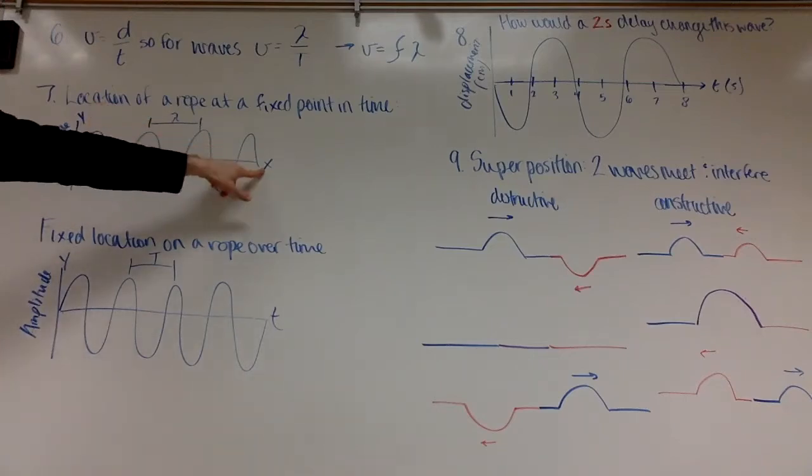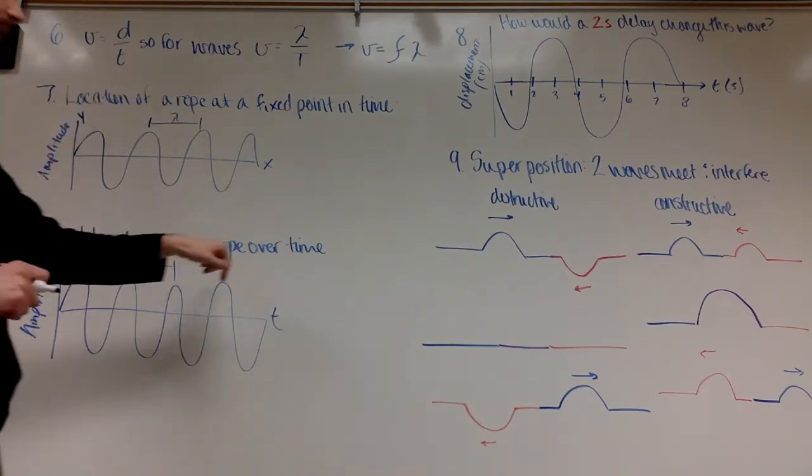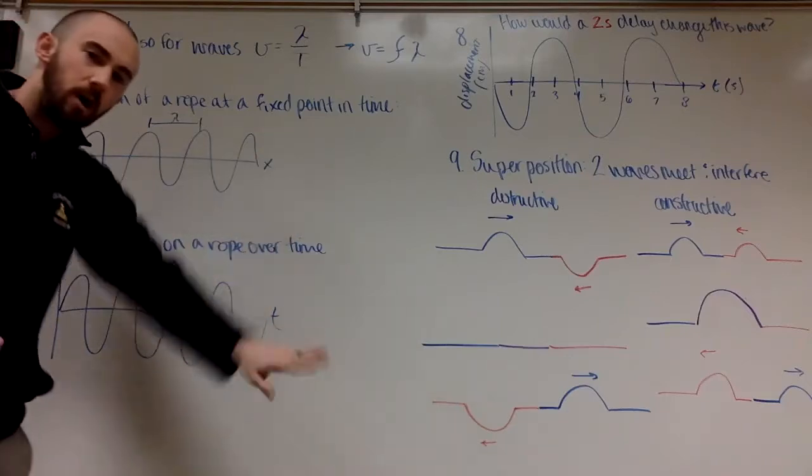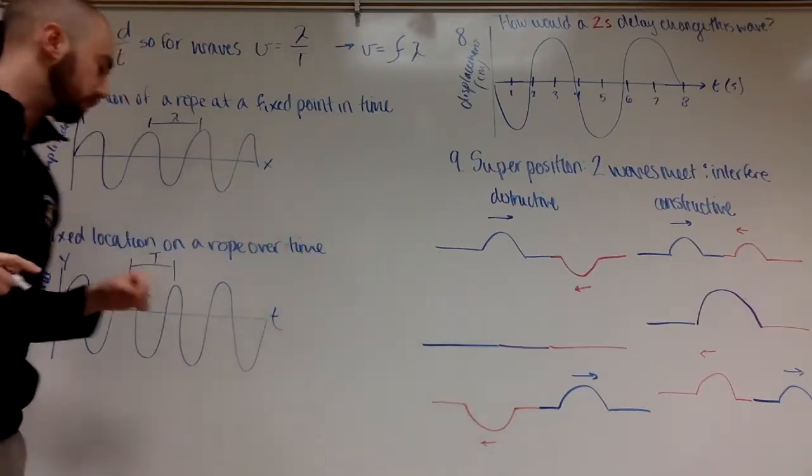You'll notice X is on our x-axis this time. So this measurement right here between two peaks, that is going to be your wavelength because that's the physical distance on the rope between two waves. Now down here, we have a fixed location on a rope over time. So imagine my arm's the rope. I'm just this one point on my arm, watching it go up and down over time.